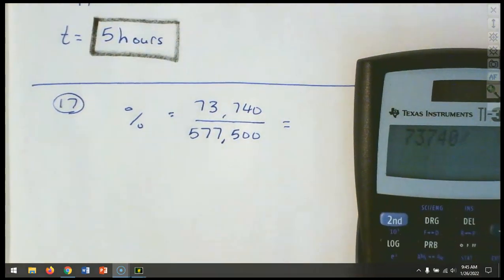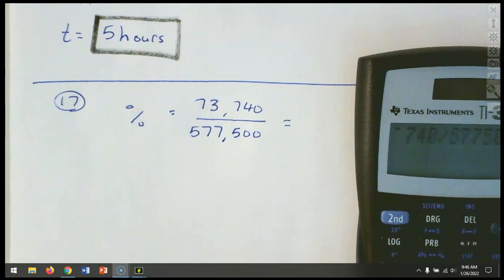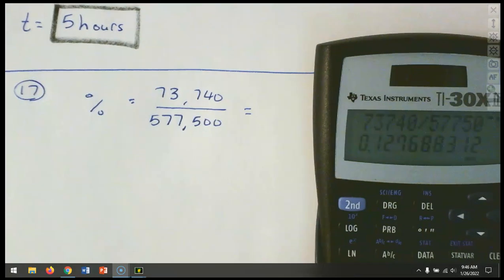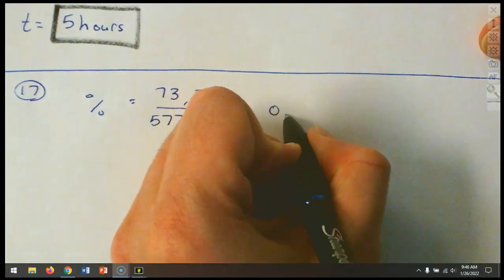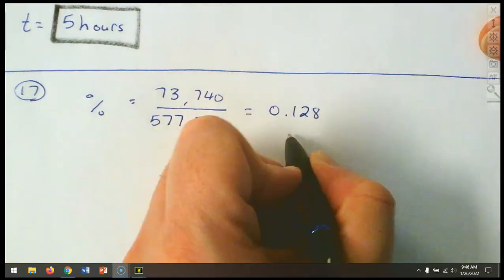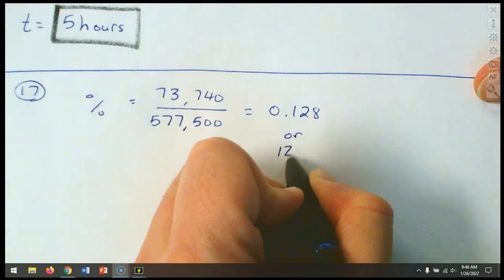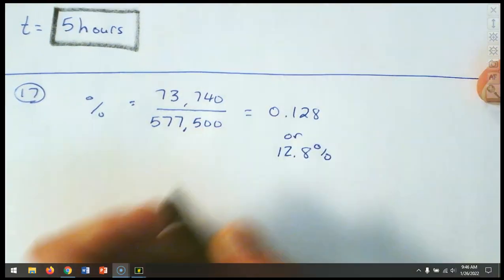And we're going to round here. And we'll go ahead and round. And that's going to come out to be 0.12 if we round 8, or 12.8%.